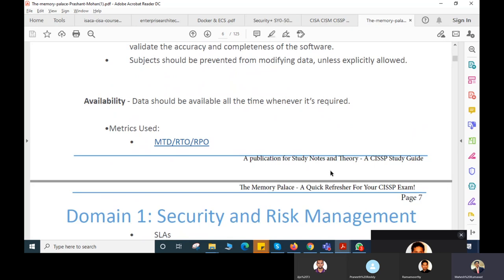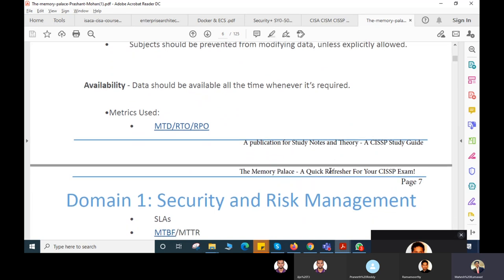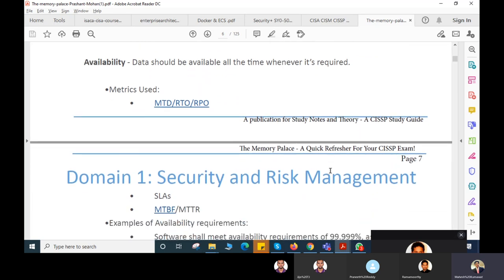Then the third one we're talking about is availability. Data should be available all the time, whenever it's required. The metrics used are MTD, maybe mean time to disaster, I'm not sure of the full form; RTO, recovery time objectives; and RPO, recovery point objectives. So for availability, you need to check these three terms: MTD, RTO and RPO.